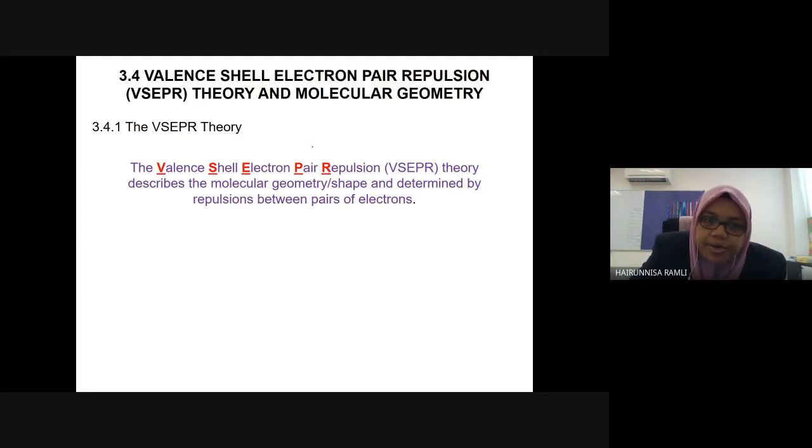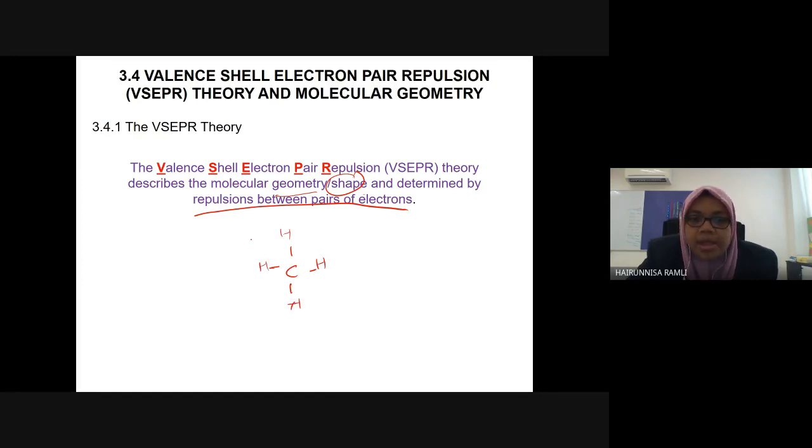So ini tadi VSEPR theory, valence shell electron pair repulsion. This theory describes the molecular geometry ataupun nama lain dia shape lah, and determined by the repulsion between pairs of electron. Okay, so previously you have learned on how to draw Lewis structure, right? Biasa you draw je lah, macam contoh CH4. You akan draw, okay, macam ni. Empat kan? So you draw lah empat tu. But actually, the real shape is not like this. Shape dia sebenarnya adalah, for example here eh, bentuk dia tetrahedral.